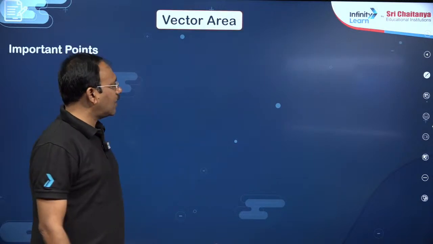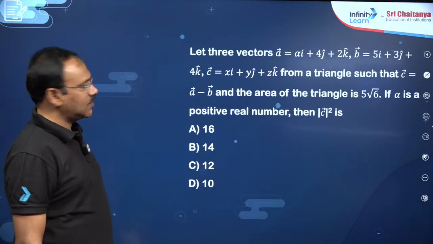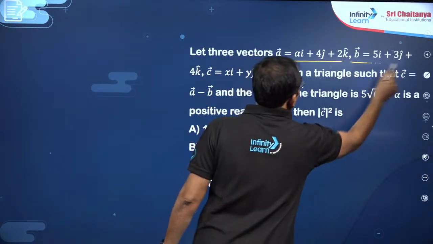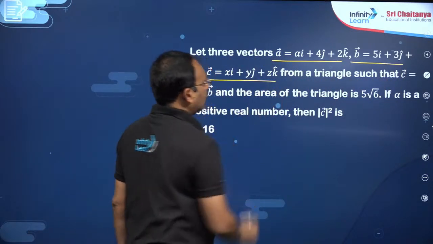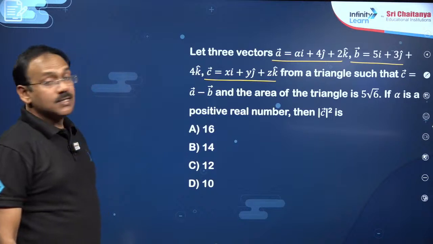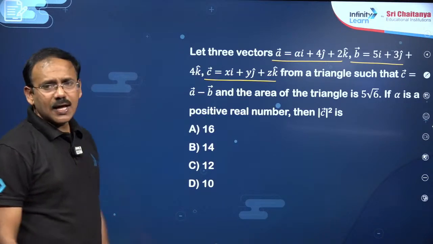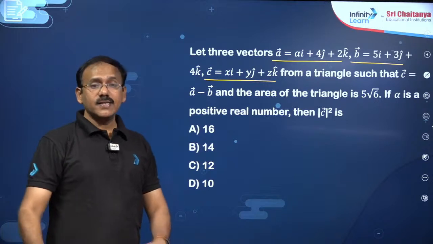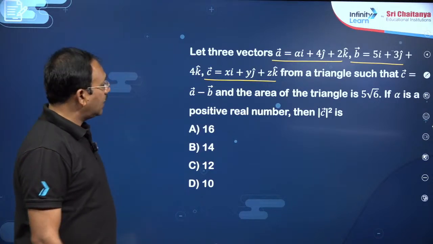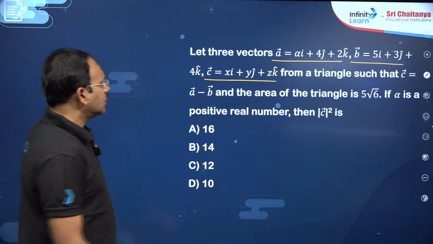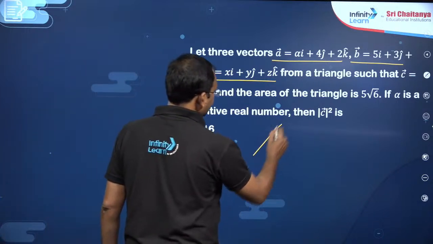Next, vector area. Coming to vector area, dear students, you see the 3 vectors A bar, B bar, C bar form a triangle such that C bar is equal to A bar minus B bar. Okay, that means they are coplanar. One vector is written as a linear combination of the other two. Then the area of the triangle is given, alpha, just apply, my dear friends.